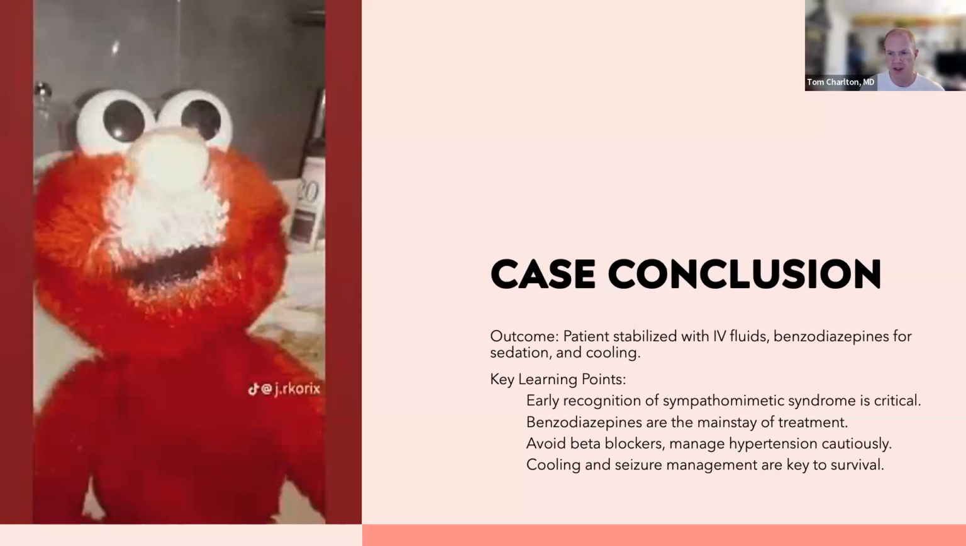The key learning points are recognizing that this is the cluster of symptoms that go with sympathomimetics. Benzos are the mainstay. Avoid beta blockers and be very cautious about managing any kind of hypertension. And then cooling and seizure management really are the mainstays of supportive care.